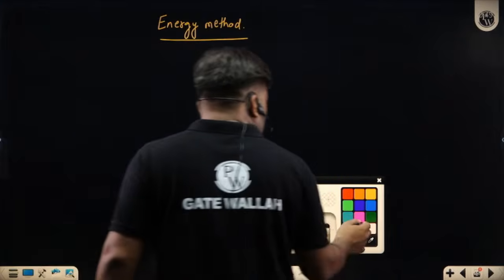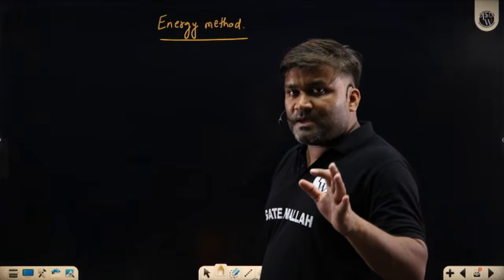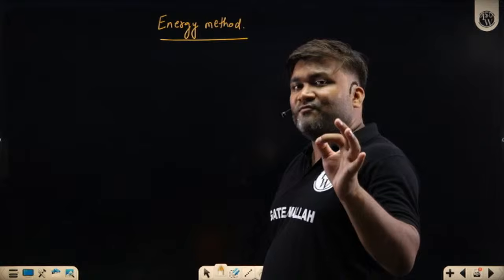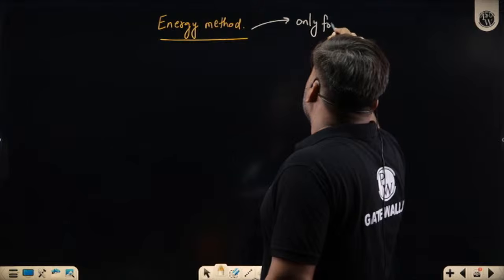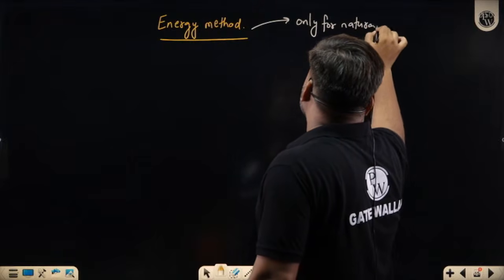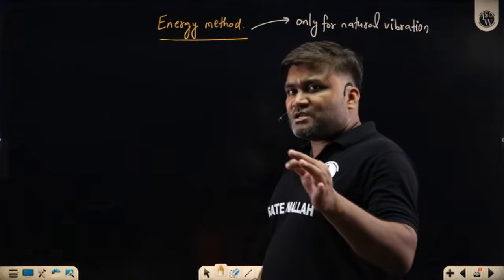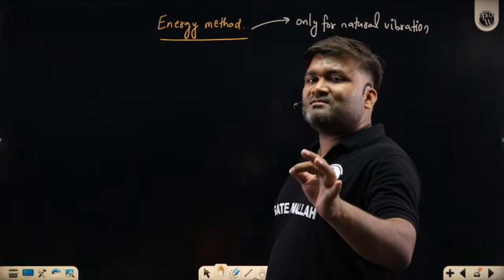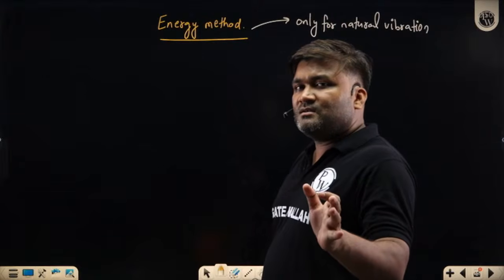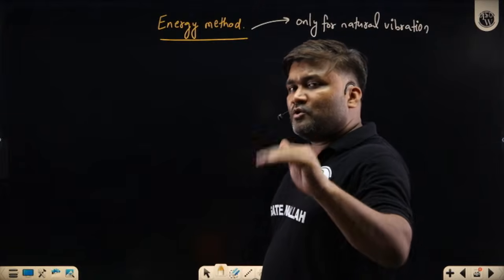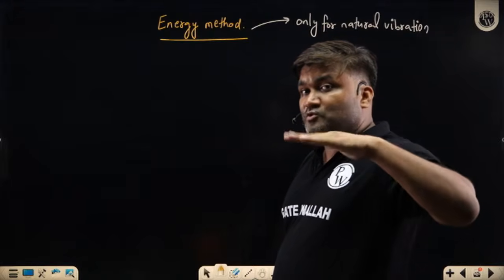Sir, the energy method can be applied only in those situations where natural vibration is there. There should not be any unbalanced force, there should not be any friction. Only for natural vibration, no other situation. Natural vibration means that the initial disturbance you have provided, and once you have released this system, initially you have disturbed it, once it has been released from your hand, during its motion, whatever the system is doing, it is doing on its own. There is no friction. The system is doing motion, but there is no friction.